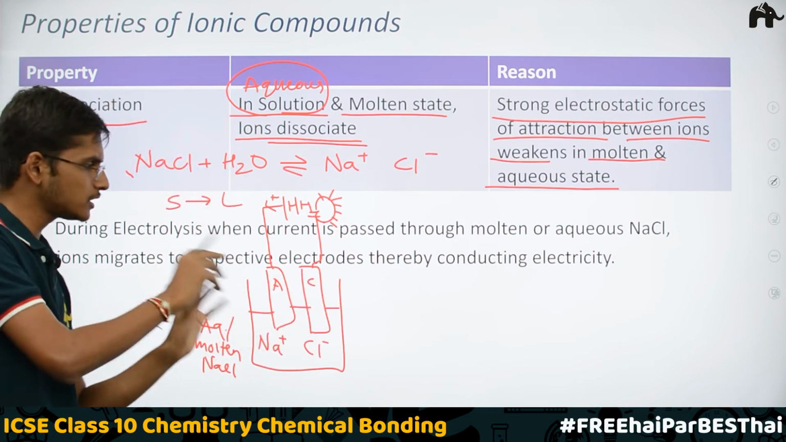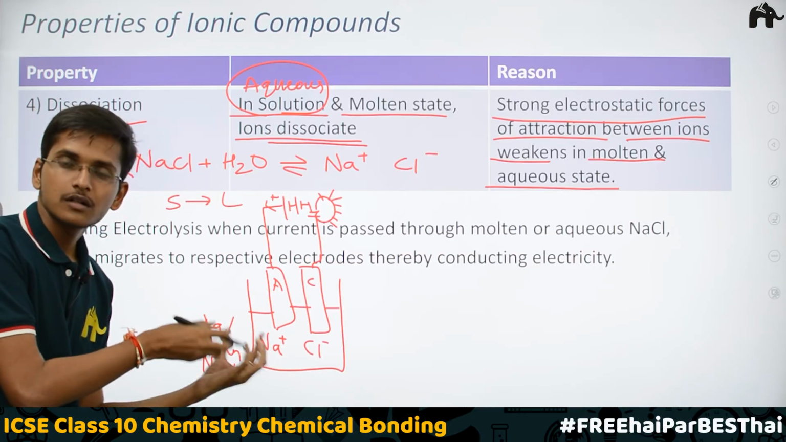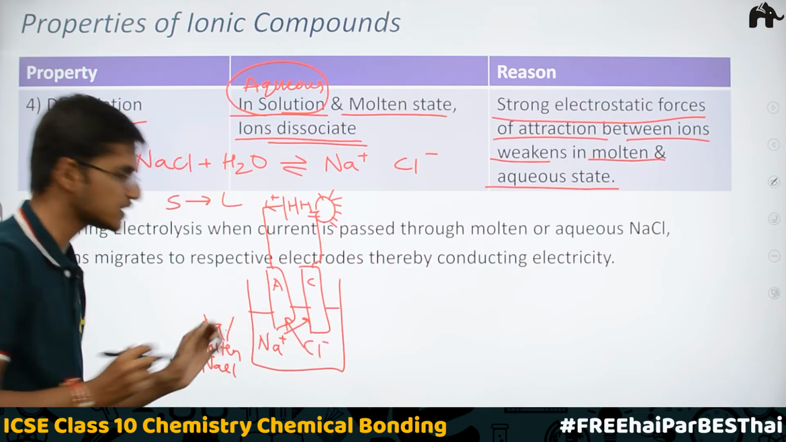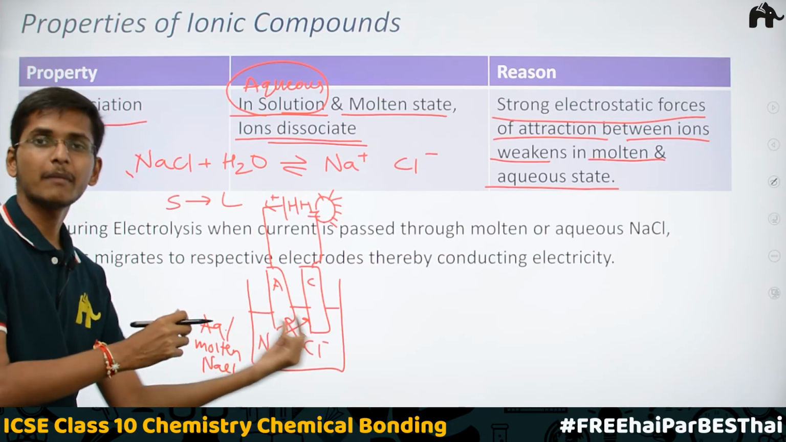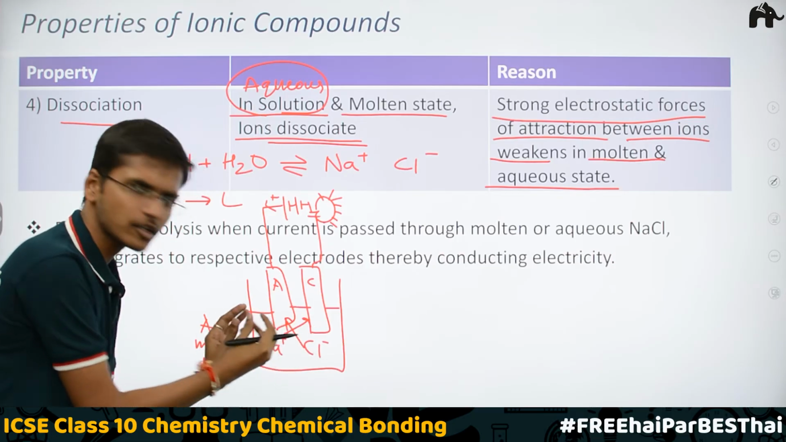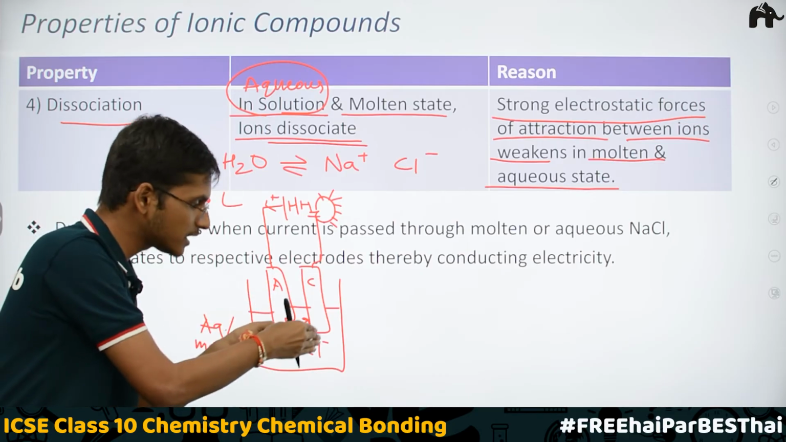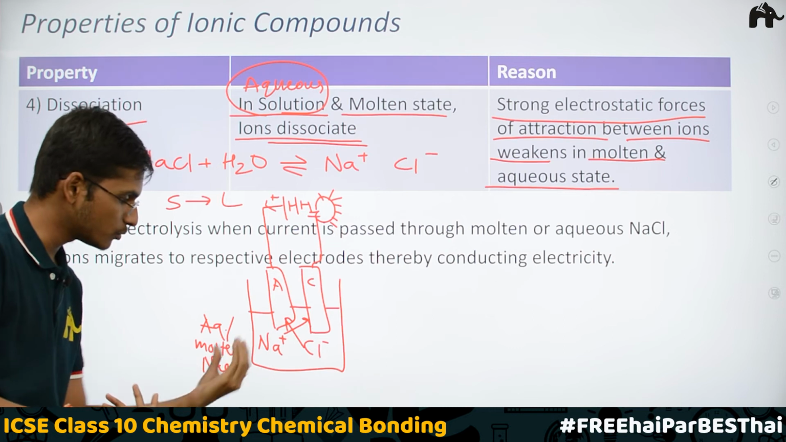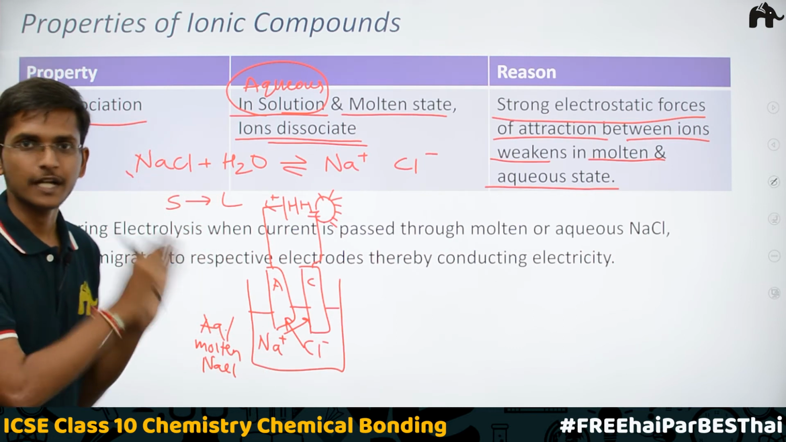Don't worry about the specifications or details. So what is happening? The positively charged species is moving towards the cathode, and the negatively charged species is moving towards the anode. In short, remember that these ions are migrating towards the respective electrodes. And what is happening? The electrical contact is being established, and the electricity is being conducted by this aqueous or molten NaCl. In this way we have related the dissociation with the electrolysis part.